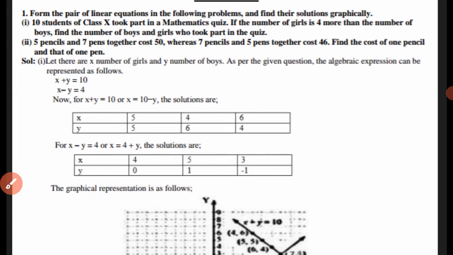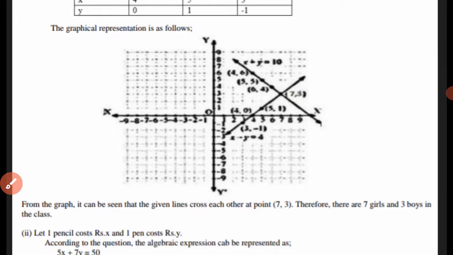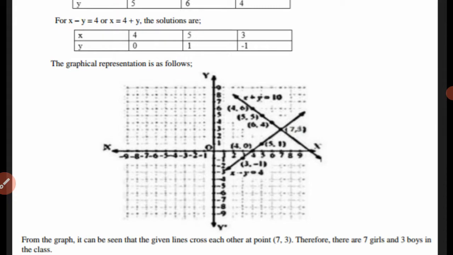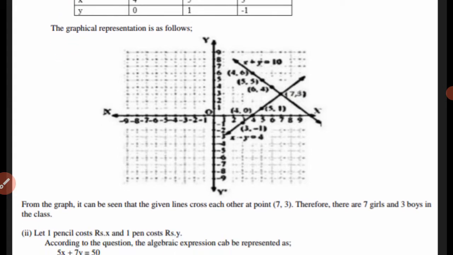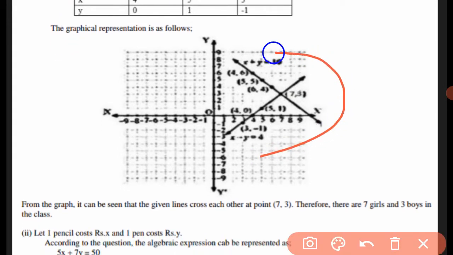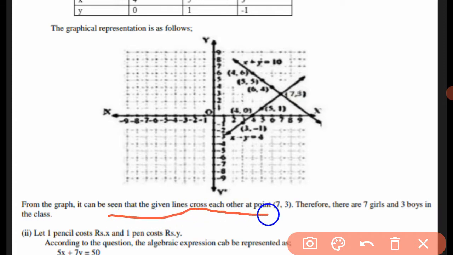Now with the help of this table we can make the graph. So this is the graphical representation of these given tables. Here the lines are intersecting. So from the graph it can be seen that the given lines cross each other at the point (7, 3). Therefore there are 7 girls and 3 boys.